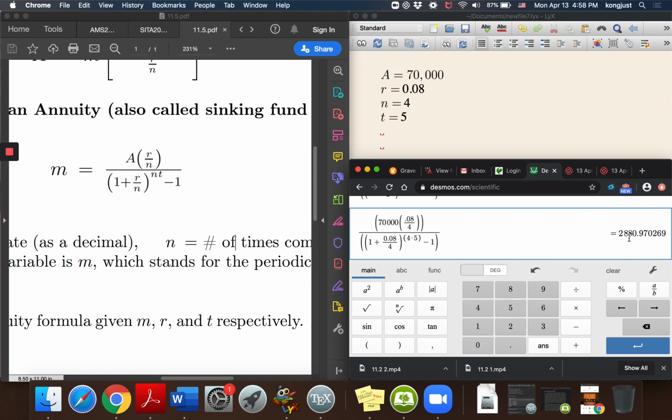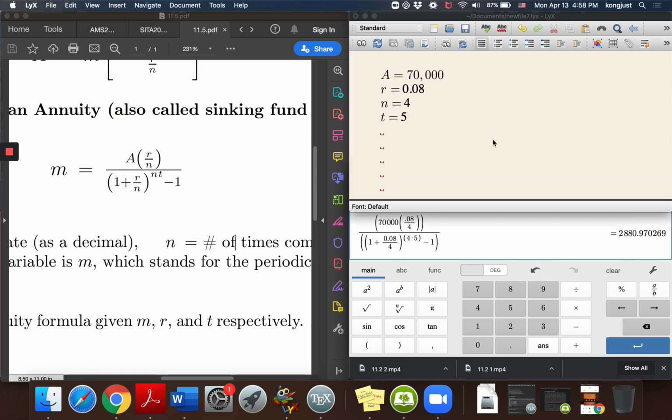So I have 2,880 and 97 cents. So M is equal to 2,880 and 97 cents. Okay, actually, if I want to make sure that I hit 70,000, I should really round up to 98 cents, even though this is a 0 afterwards. It's got this 2 later on. If I include it as 97, it's not going to quite reach the 70,000, so I want to round up.